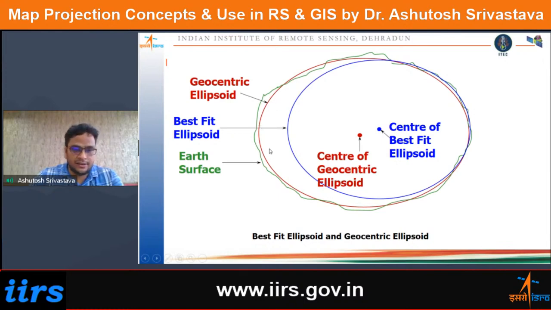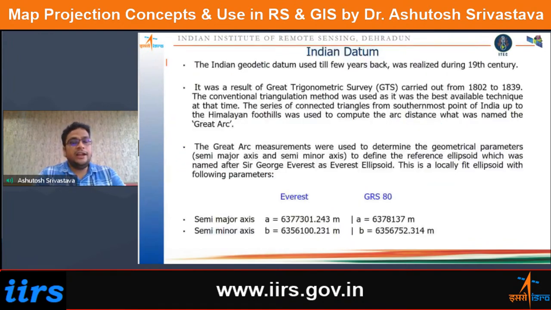Red one, the other side, if you see the left side, it may not be suitable for that particular region. But it may be suitable for the right side region. Why? Because we have used the local information, which is right side information, to derive such kind of ellipsoid. So India also developed this, as we were discussing the best fit ellipsoid example.